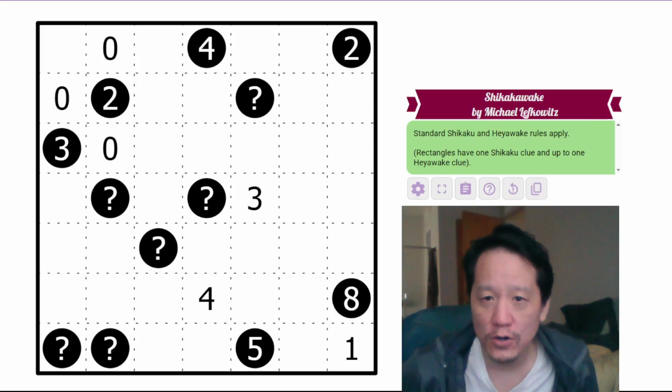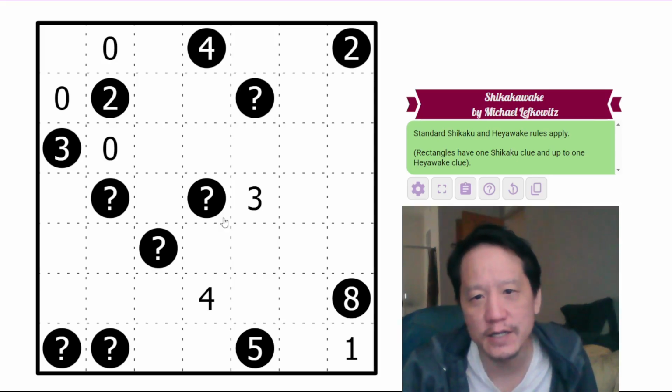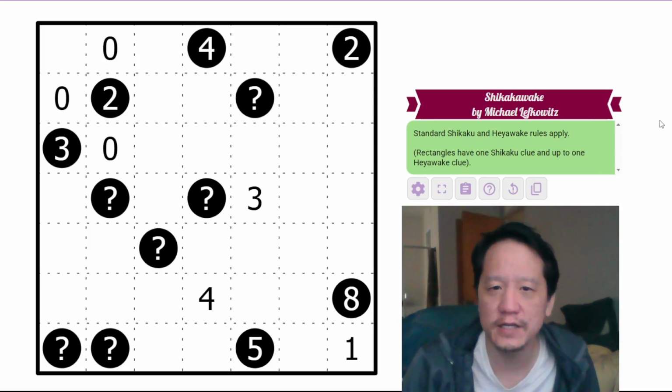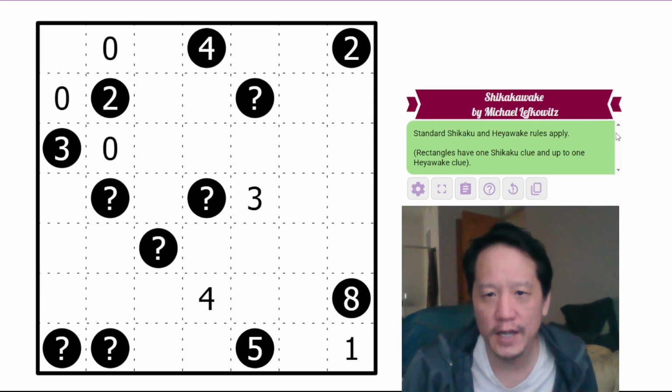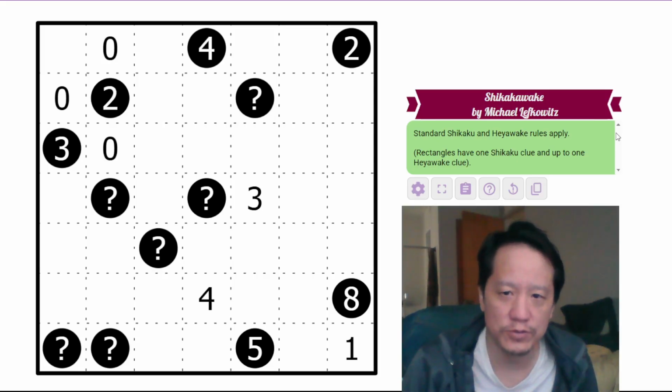This is called Shikakawake. Shikakawake. It's by Michael Lefkowitz, and here are the rules. Standard Shikaku and Heiawake rules apply.